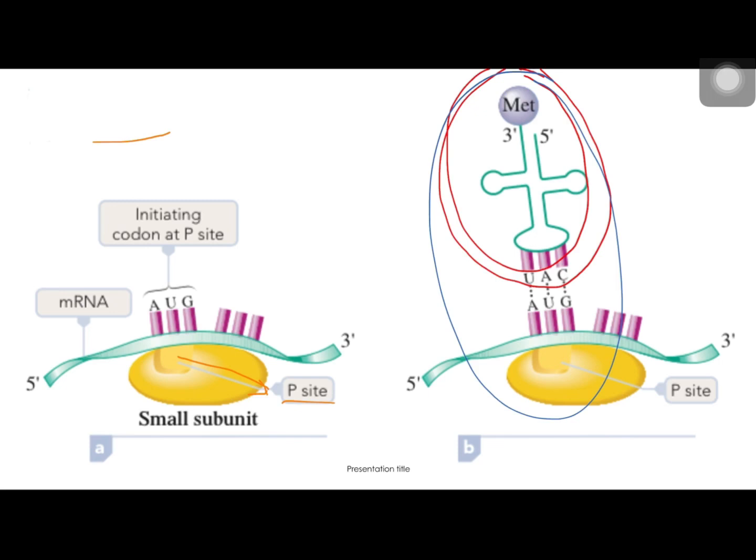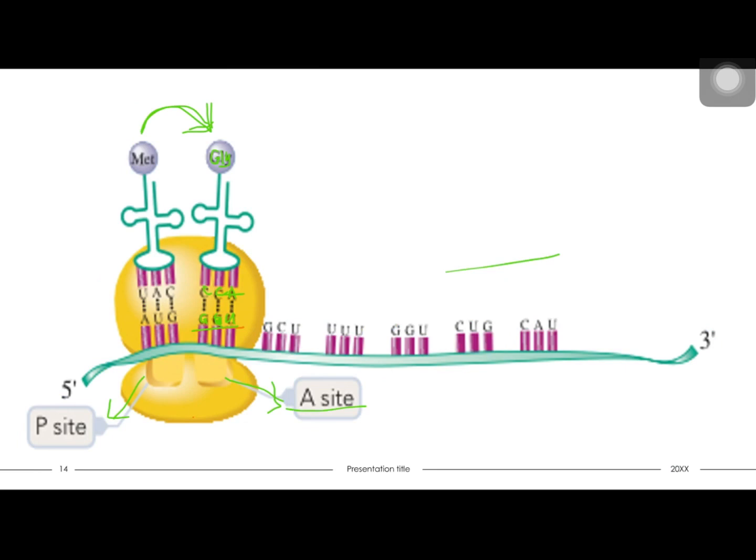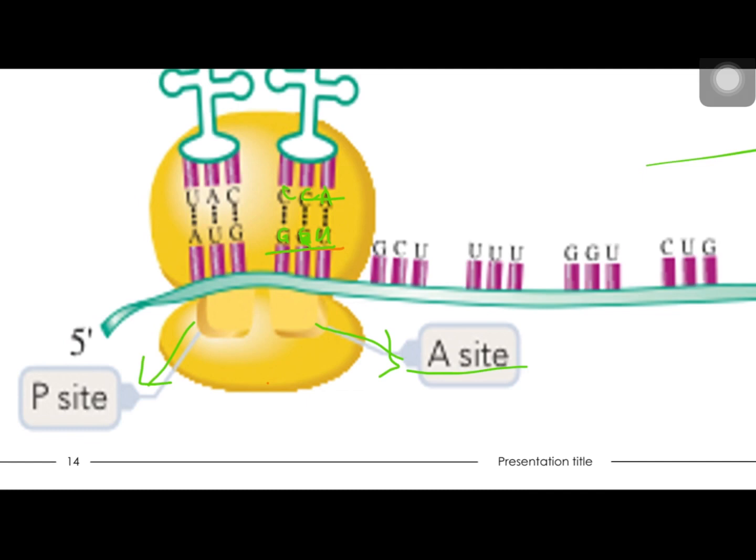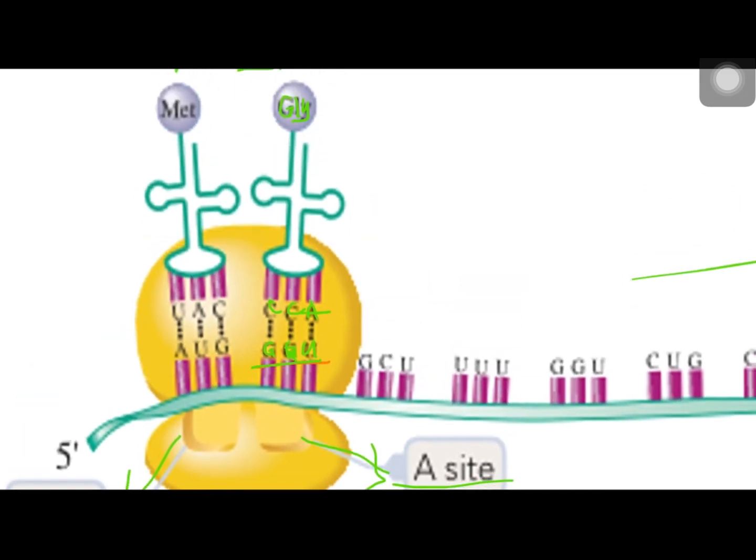In the second step, initiation, our A site was empty. Our A site was empty, right? So it is ready for a tRNA attachment. So in our elongation, our A site is ready for another tRNA attachment.